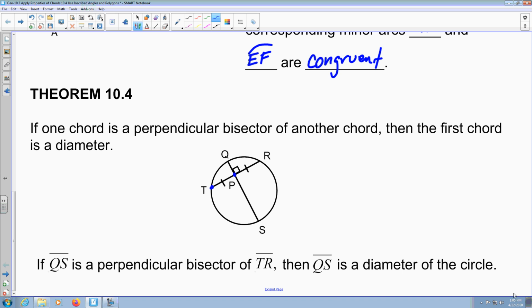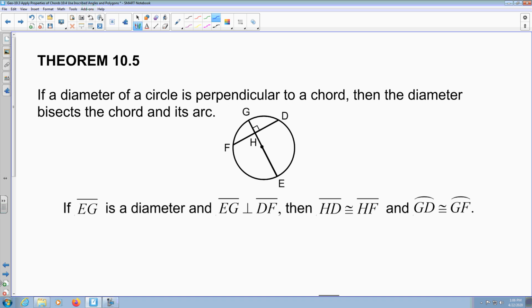We have another theorem on the next page that is, I believe, the converse of this. It says if a diameter of a circle is perpendicular to a chord, then the diameter bisects the chord and its arc. So if EG, which is right here, is the diameter and it's perpendicular, then we can say that HD is congruent to HF, and their arcs are congruent, so we can say that GD is congruent to GF.